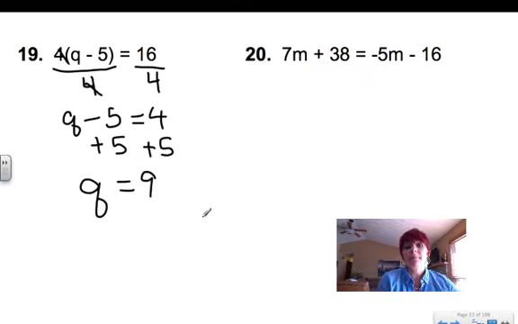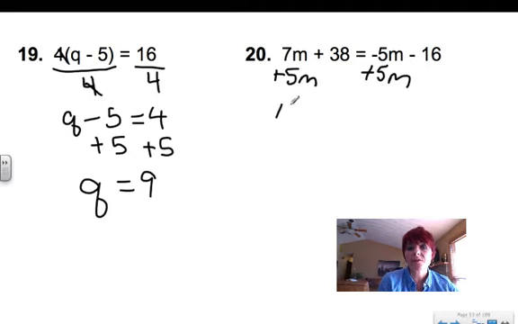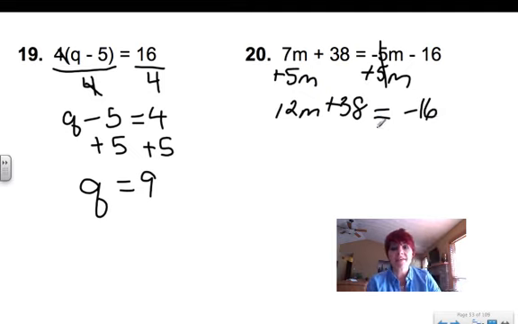Notice this one's a little bit different because I have the variable on both sides. I've got 7m over here, negative 5m over here. I'm going to put those on one side. So what I'm going to do is add 5m to both sides. And notice I'm going to line the m's up so I don't get confused. 7 plus 5 is 12, so that would give me 12m plus 38. And then these guys cancel each other out, so I have equals. Don't forget to drop the negative down with the 16. Now it's a simple two-step equation.